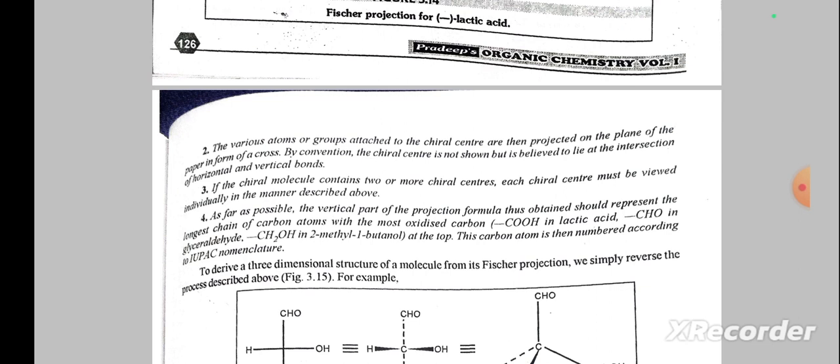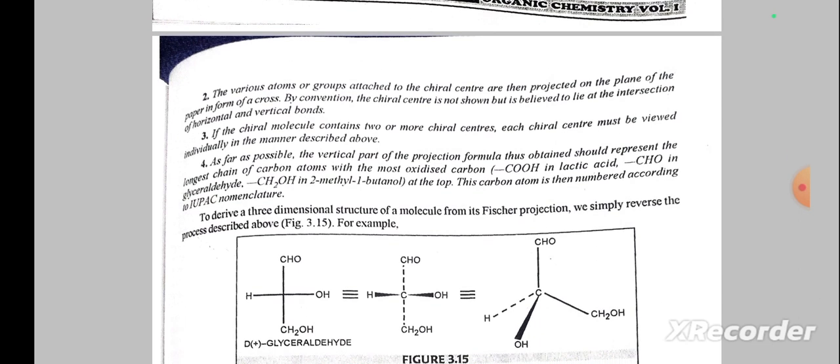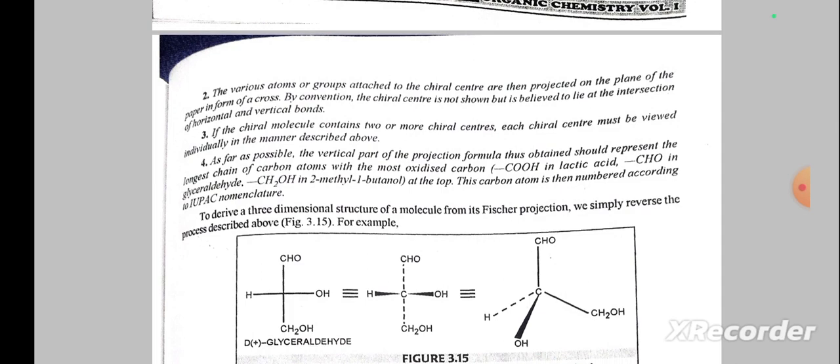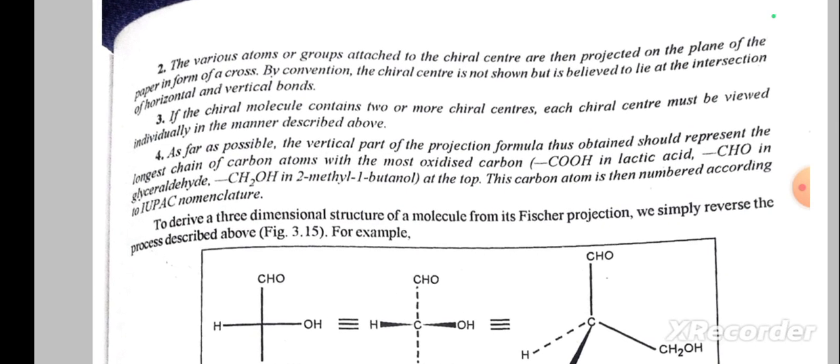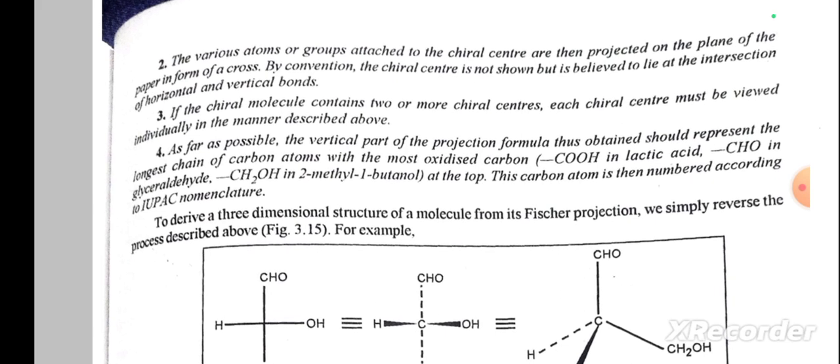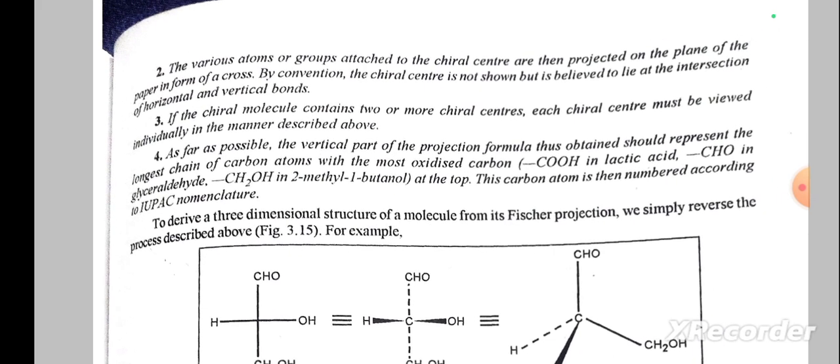Third, if the chiral molecule contains two or more chiral centers, each chiral center must be viewed individually in the manner described above. As far as possible, the vertical part of the projection formula thus obtained should represent the longest chain of carbon atoms with the most oxidized carbon at the top: COOH in lactic acid, CHO in glyceraldehyde and CH2OH in 2-methyl-1-butanol. This carbon chain is then numbered according to the IUPAC nomenclature.